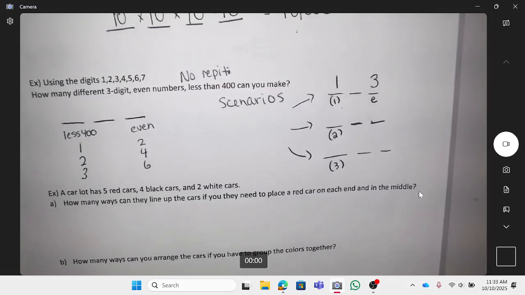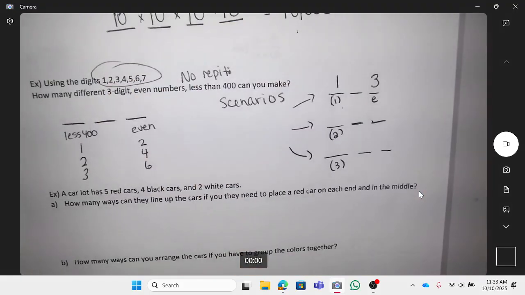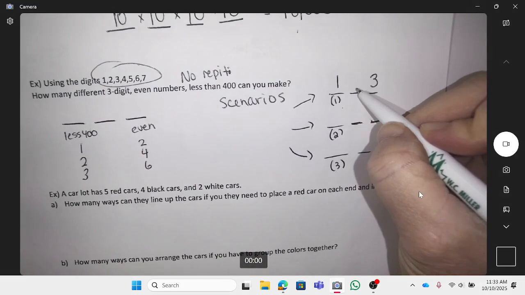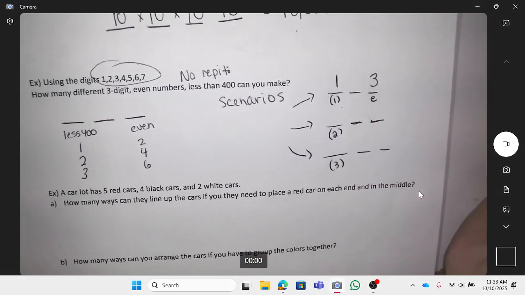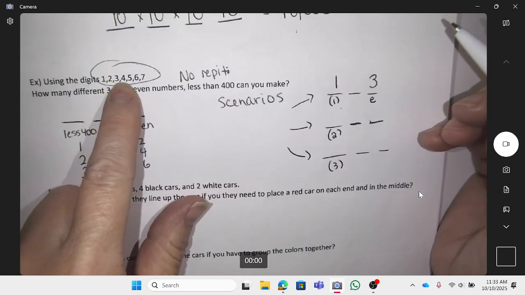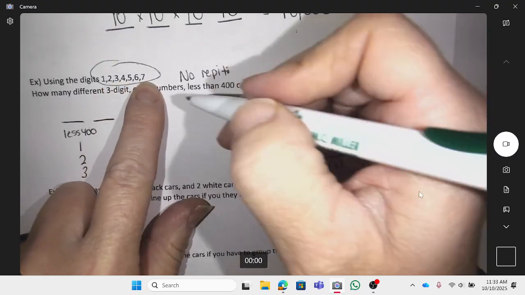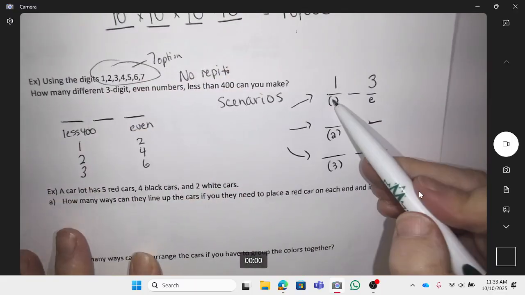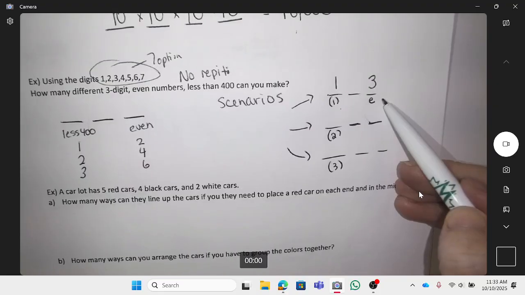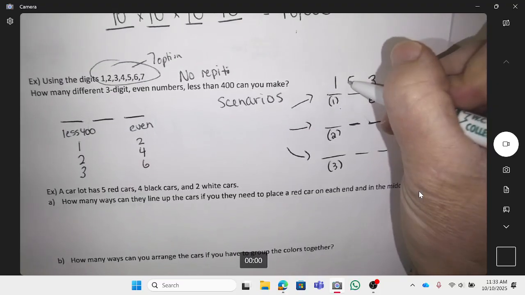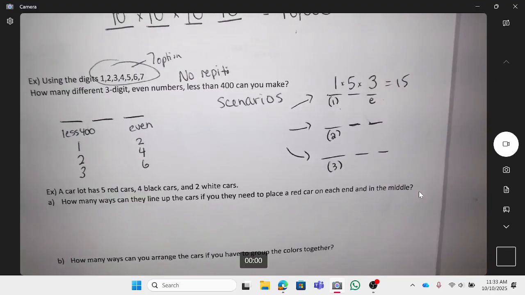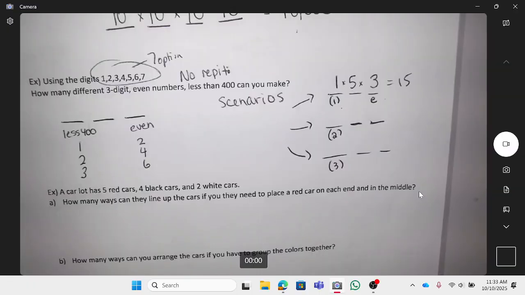Okay, so again, you're only allowed to use these values. So how many options do I have for my middle number? So that was 7 options to begin with. And I've already used something in the front and I've already used something in the back. So I'm left with 5, right? So there's 15 ways you could make a 100 even number.